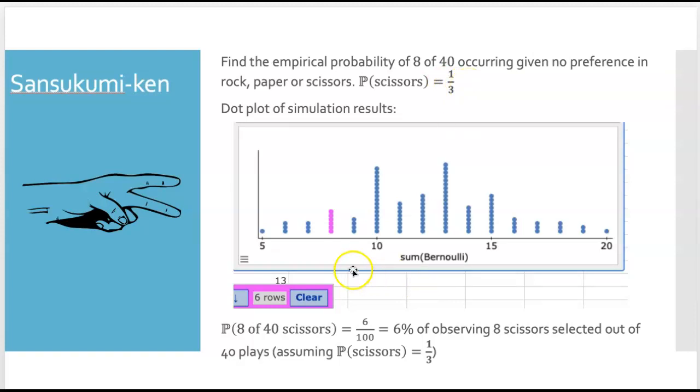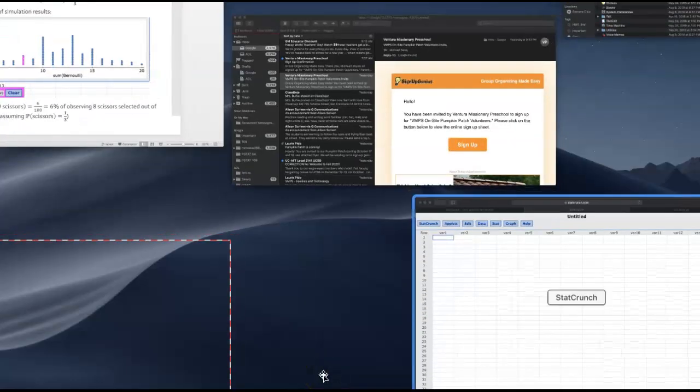So if we want to find the probability of observing 8 scissors out of the 40 plays, we put the number of times we observed this, which, since I highlighted it, is 6, over the total number of simulations. Remember, I ran the simulation 100 times. So we roughly get a 6% chance of observing 8 scissors selected out of 40 plays. Just to show you.